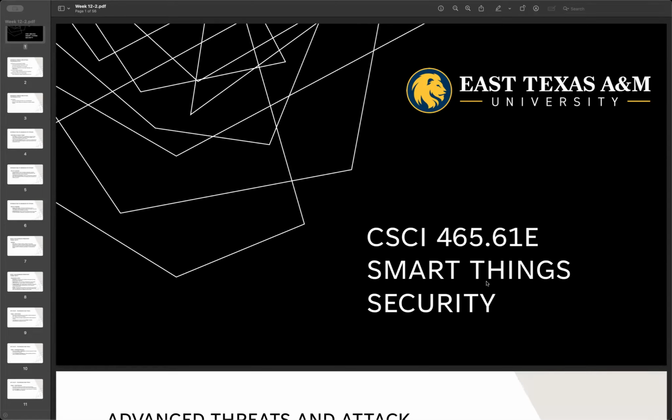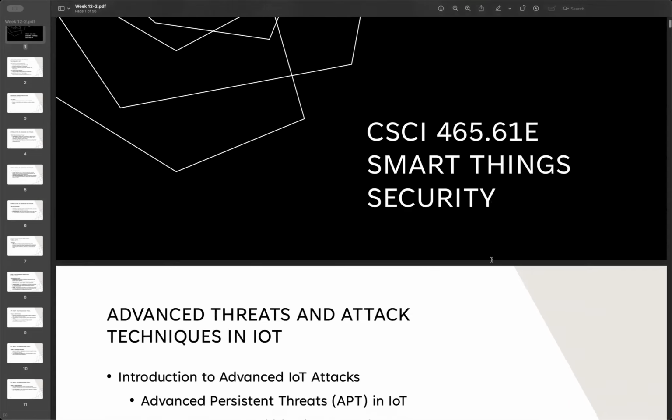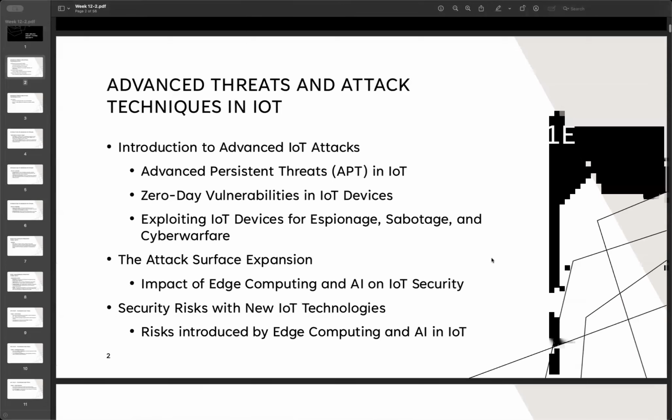So here's our CSCI 465, Smart Security. For this session we're going to cover more advanced attack techniques in IoT.